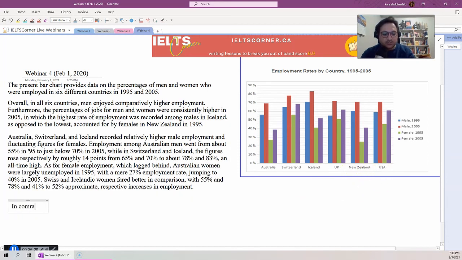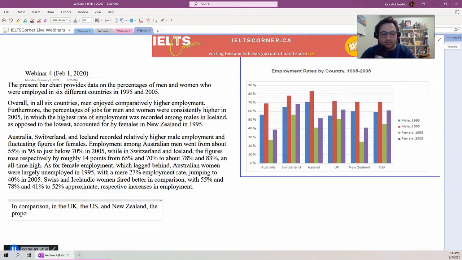In comparison, I just put this here for my coherence, so that there is a vertical relationship between the two paragraphs. In the UK, you can see how I put an article there. The US and New Zealand, and of course do not forget to capitalize these. These are names of countries. This is an introductory element, so it needs another comma.